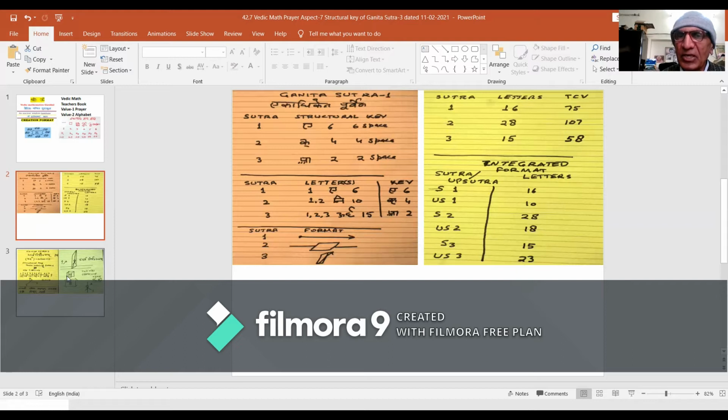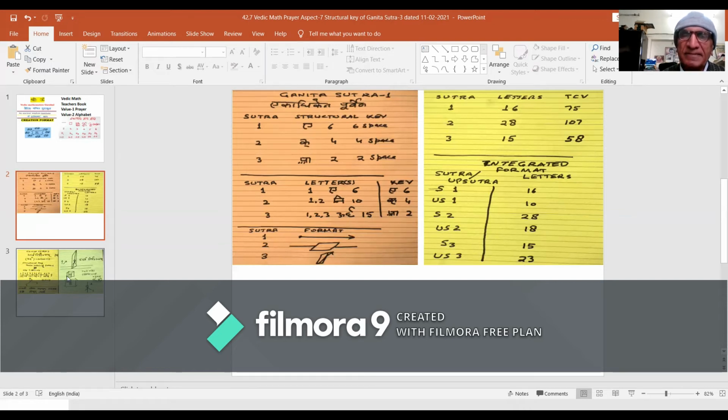Ganita Sutra 3, Udharvatiryabhyam, is a text of 15 letters. The first letter of Ganita Sutra 1 is of value 6. The first two letters of the text of Ganita Sutra 2 are of TC value 10. And the first three letters of the text of Ganita Sutra 3 are of TC value 15.